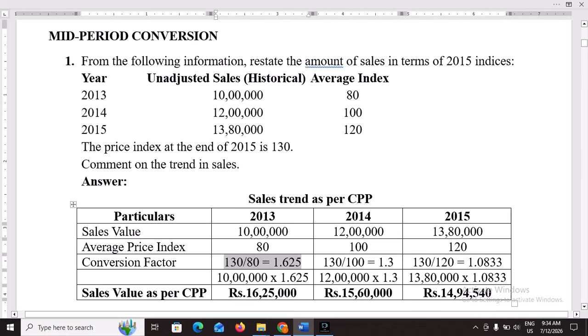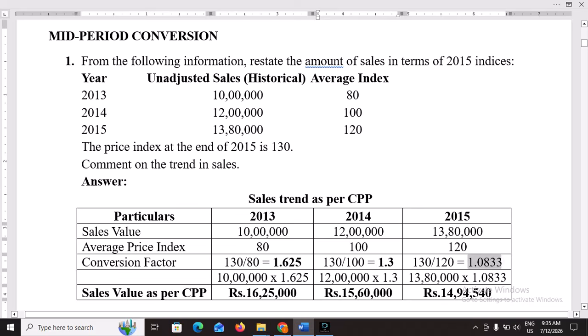130 divided by 80 is 1.625. 130 divided by 100 is 1.3. 130 divided by 120 is 1.0833. Okay, done. This is the conversion factor.